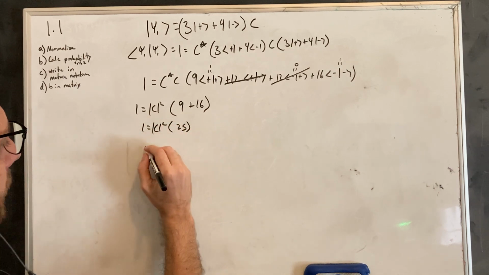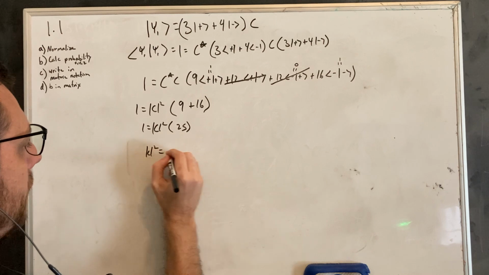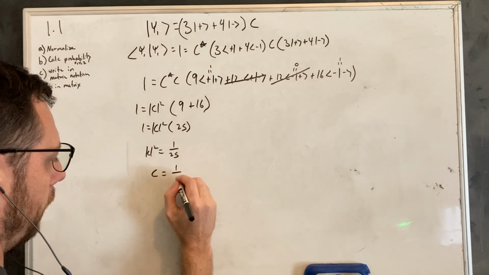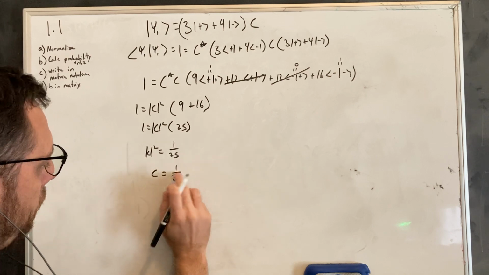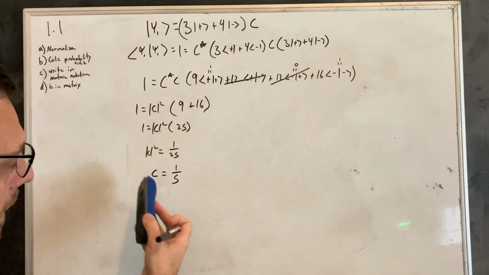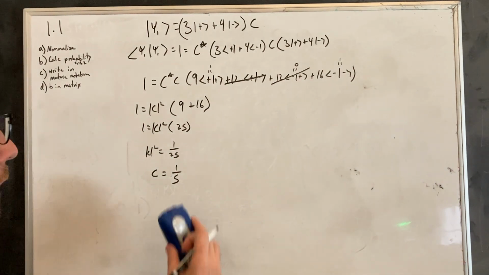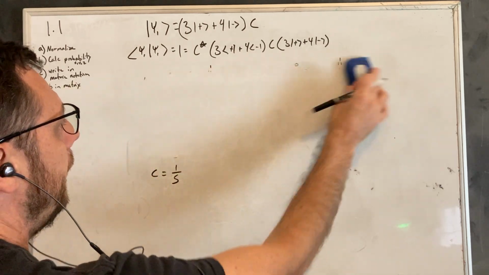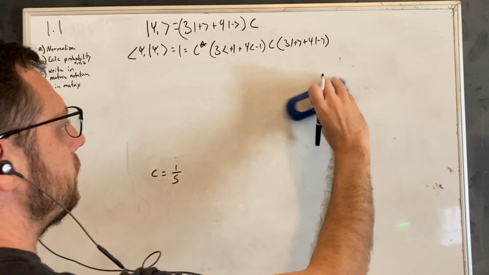Divide both sides by 25. We have C squared is equal to 1 over 25. And then C is going to be equal to 1 over the square root of 25, which is 5. So 1 over 5. That would be plus or minus 1 over 5, but we'll take the positive. And then that's our normalization constant.